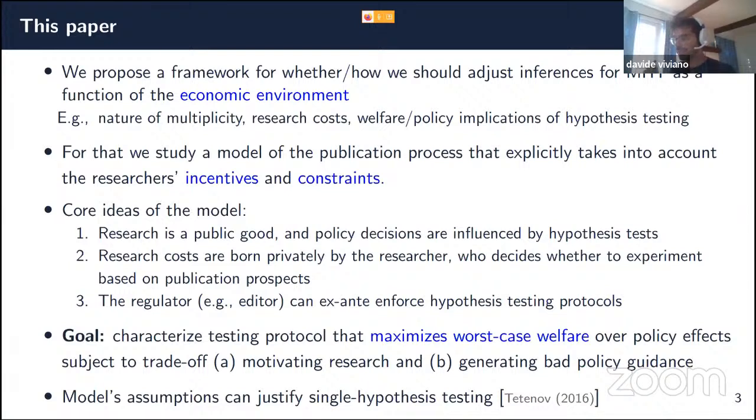And the model's assumptions can justify single hypothesis testing. So in general, justification of single hypothesis testing itself is a hard task. And so you need a model which justifies why you want to conduct hypothesis testing in the first place, as opposed, for instance, to being a Bayesian decision maker and so on, which we don't do in this framework.